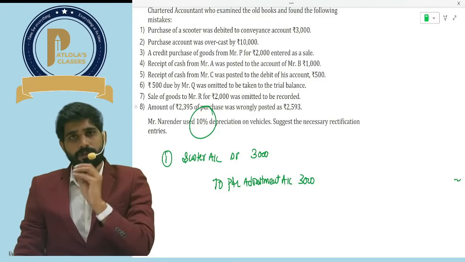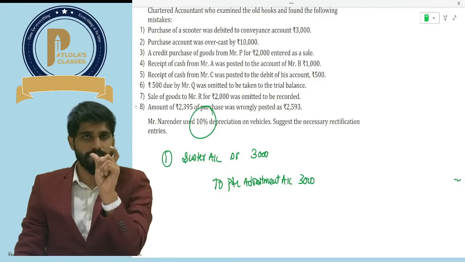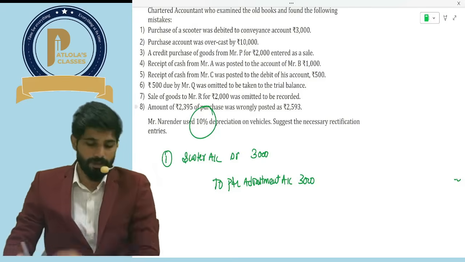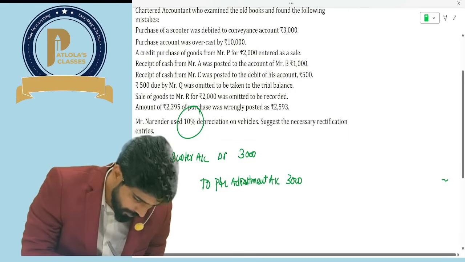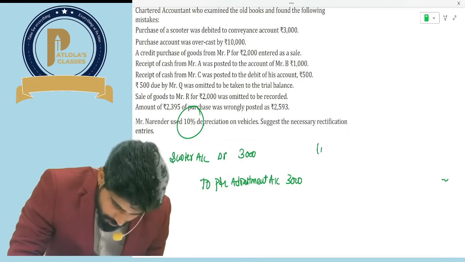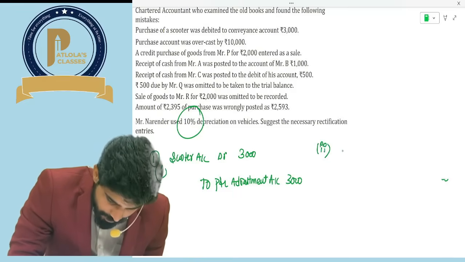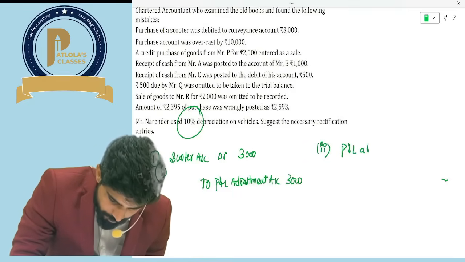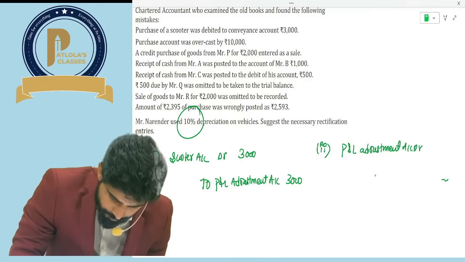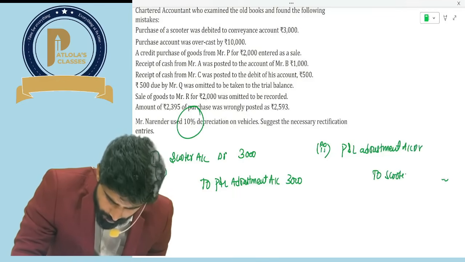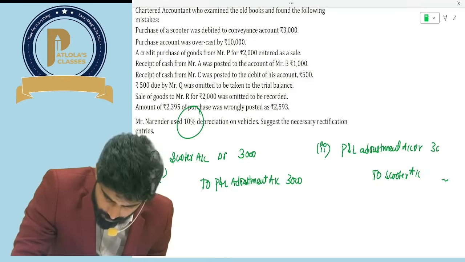Yes. What is the entry for depreciation? Depreciation account debit to scooter. But are we going to use the word depreciation? No, we are going to use the word P&L adjustment. So it is very simple. This is the first part of the rectification. This is the second part of the rectification. Entry will be P&L adjustment account debit to scooter account. So how much is that?